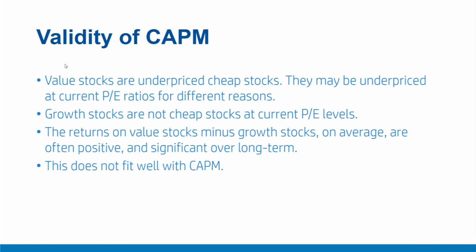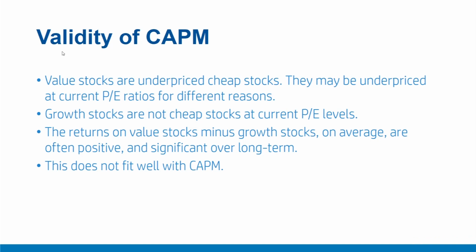Next, and very important, value versus growth stocks. Value stocks are underpriced cheap stocks. They may be underpriced at current PE ratios for different reasons. For example, some bad news about the company may be creating negative sentiment in the market. In contrast, growth stocks are not cheap stocks at current PE levels, that is price to earning levels. For example, a technology stock like Apple that is selling at a premium. However, you are more interested in the earnings component, that is the denominator of the price to earning ratio. You feel that the company is expected to grow significantly and therefore its price may increase.